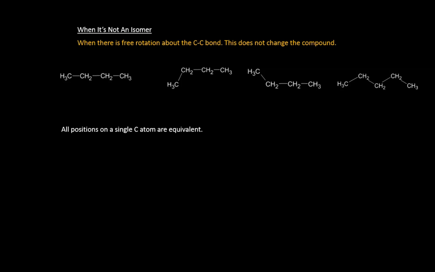Next to note are that all positions on a single carbon atom are equivalent. For example, let's consider this molecule in which one of the hydrogens has been replaced by a chlorine atom. If we draw it like this, are these the same or different compounds? All the connections are still the same atoms connected to the same atoms, so these are equivalent structures. Similarly, if we show the chlorine in these positions, they also do not change the molecule, so these are not isomers.